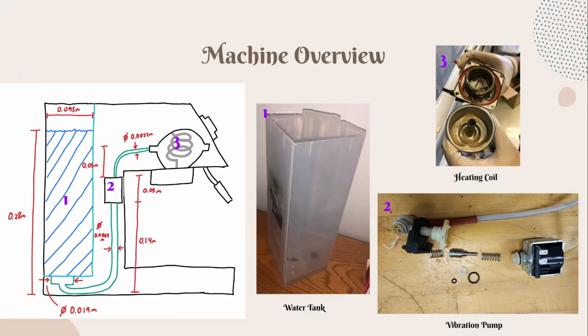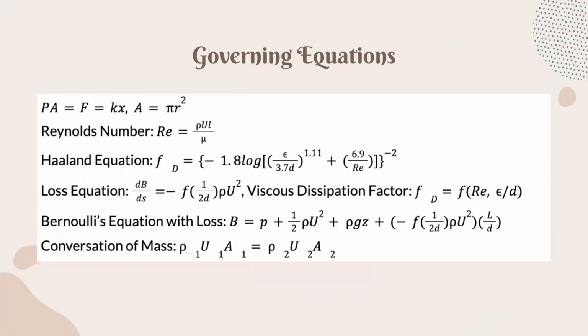Here, we can see the machine overview, where the schematic on the left represents the key dimensions of the espresso machine relevant to our Bernoulli analysis. The vibration pump will be studied to analyze the increase of pressure on the fluid, and the heating coil uses conductive heat transfer to increase the temperature of the fluid, which also affects pressure, but this will be ignored for our analysis. Here, we can see the governing equations that we use to form our analysis.